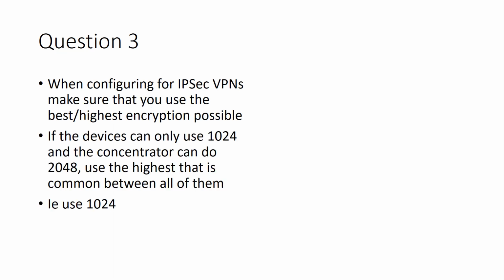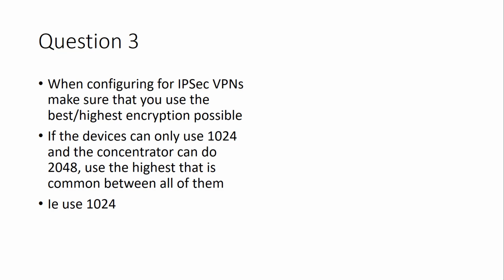So when you're configuring an IPsec VPN tunnel, make sure that we are using the most appropriate or the highest level encryption that's possible. For example, if we have a device that can only use 512-bit encryption and we want to use 1024-bit encryption, is it possible? Well, the device we're using doesn't support it, so it's not possible.